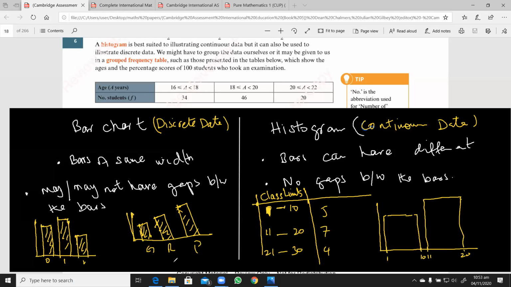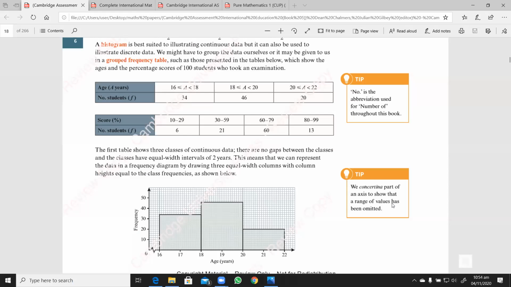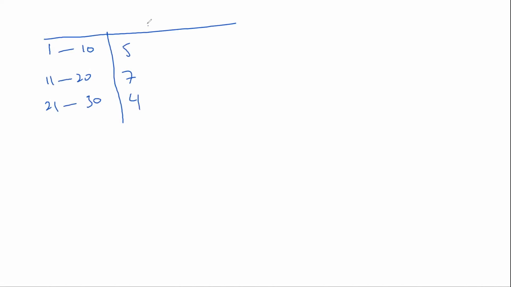I can share this so that I can come back to this. Now, suppose this was your data: 1 to 10, there are 5 people. Then from 11 to 20, there are 7 people. 21 to 30, there are, let's say, 4 people. Since this is not continuous data, these are the class limits.